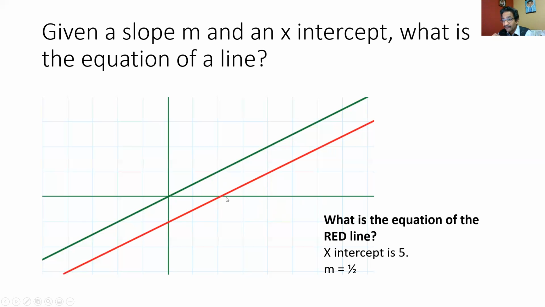But I've given you the x-intercept. I've given you the x-intercept as 2. If you're given the x-intercept as 2, how will you now figure out the equation of this line? What is the relationship between x and y? How will you go about it? It's a hard one, right?